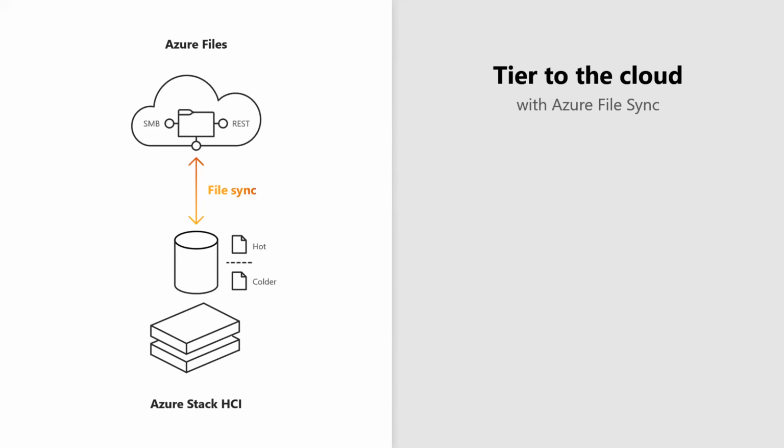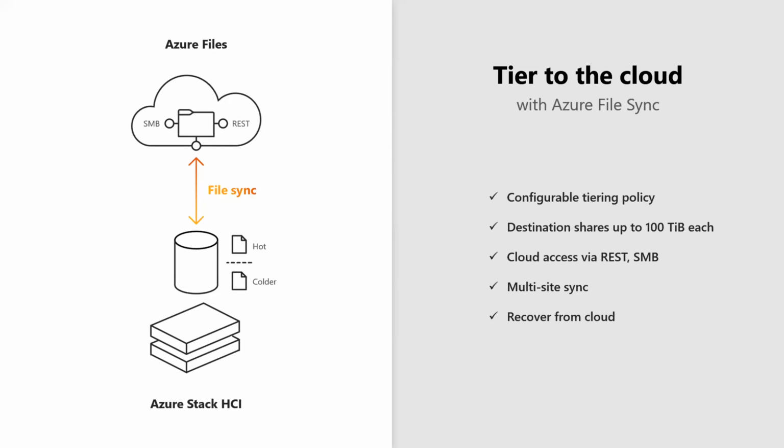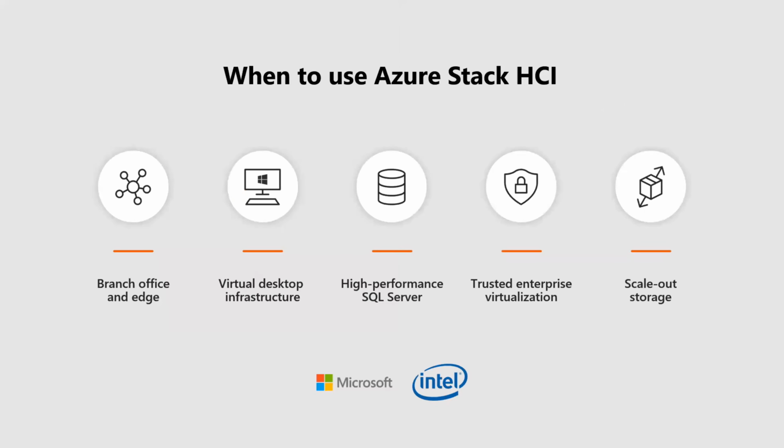Azure Files, that's a solution that helps you expand your on-prem SMB shares. You can have that sync to the cloud, and then you can replicate those cloud files to another location. So you have globally distributed SMB shares available to you. Okay. So these are the use cases we discussed. Just a recap: branch office and edge location, virtual desktop, high performance SQL servers, trusted enterprise virtualization, and scale out architecture.